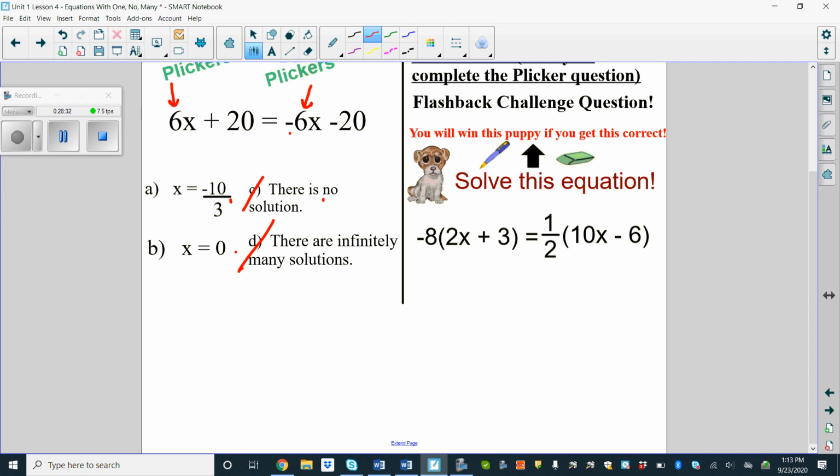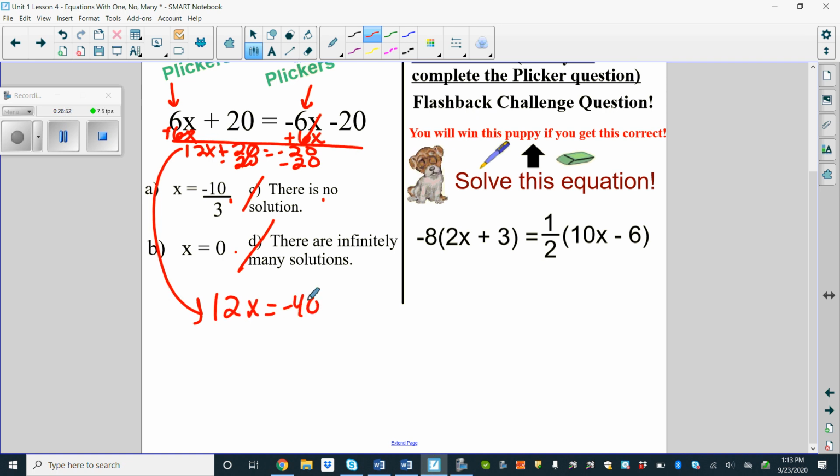So we start by adding 6x to both sides because you bring the smaller to the larger, and you're left with 12x plus 20 equals negative 20. Now you minus 20 on both sides. I'm going to bring this down here. You're left with 12x equals negative 40. You divide by 12 on both sides. And when you guys type that into your calculator, it will simplify it for you and give you negative 10 over 3, which is answer choice A.